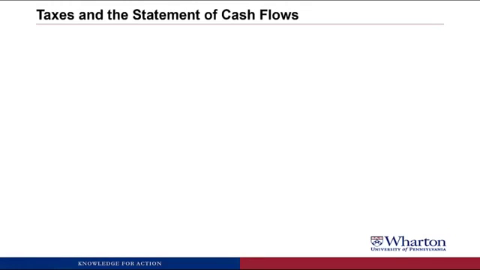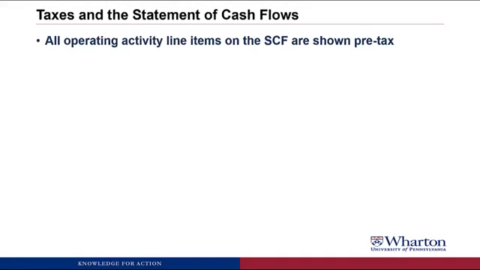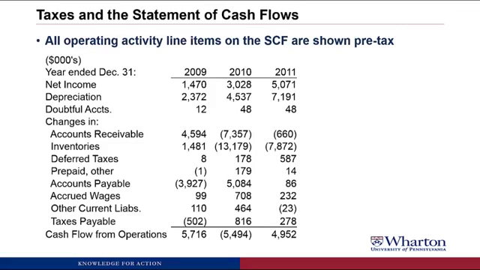When we talked about the statement of cash flows earlier in the course, we talked about how we were going to ignore taxes. And that was actually the correct approach because all operating activity line items on the statement of cash flows are shown pre-tax. Now let me bring up an operating section cash flow statement from an earlier video. Net income, of course, is after tax, but by operating activity line items, I mean things like depreciation, the doubtful account expense, the changes in accounts receivable, inventory, prepaids, payables, wages, and so forth. All of those lines are shown pre-tax.